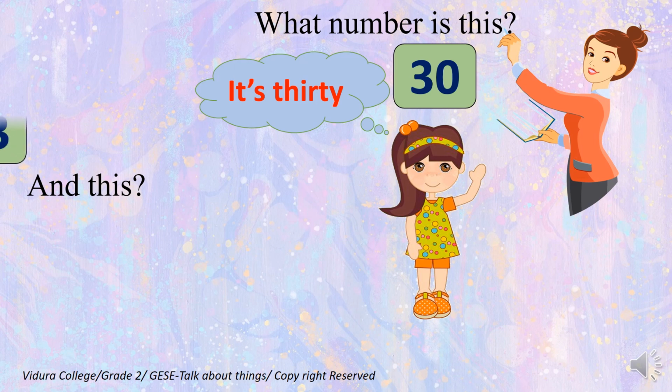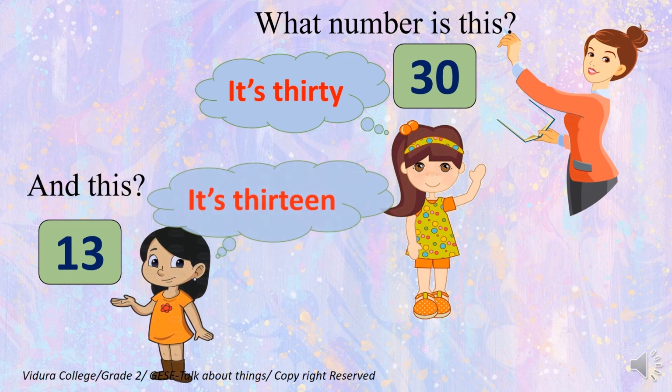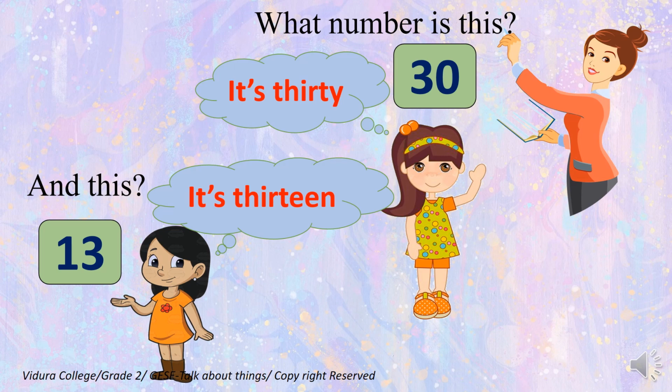And this? Yes, now you may know the answer. What can we say? It's 13. Whatever number the examiner shows you, you have to carefully look at it and then tell the number, starting with it's. Also, the examiner will ask you to point to a number, like point to 10, point to 15, point to 40. Whenever you get a question like that, you should point and show.